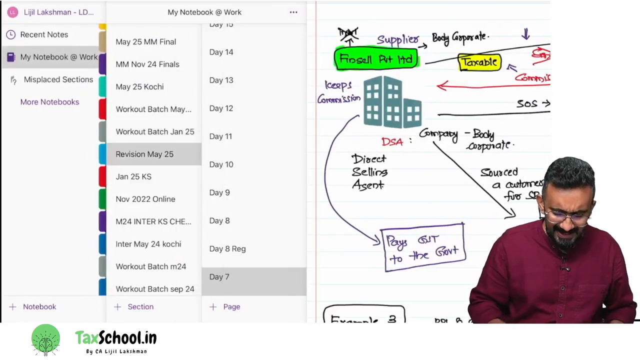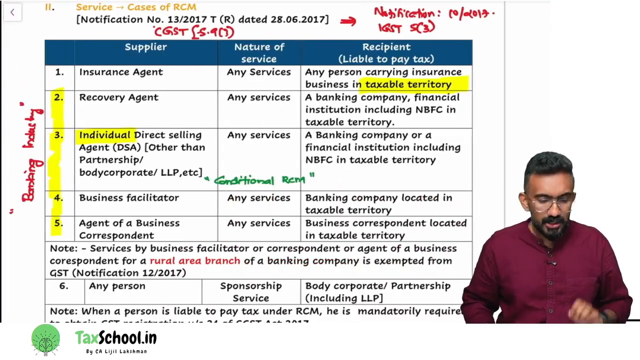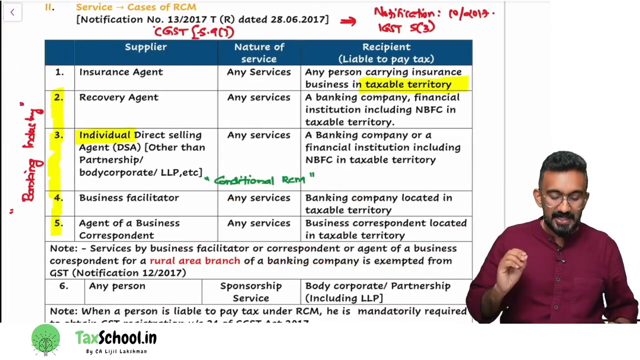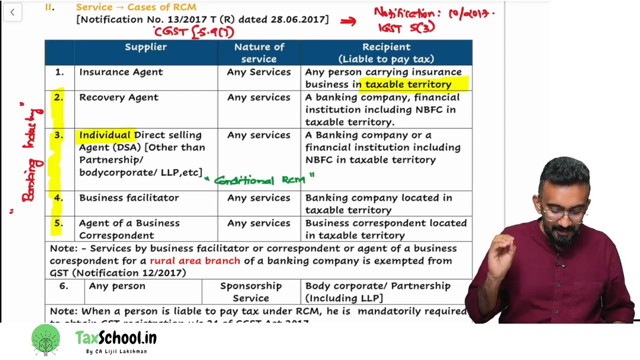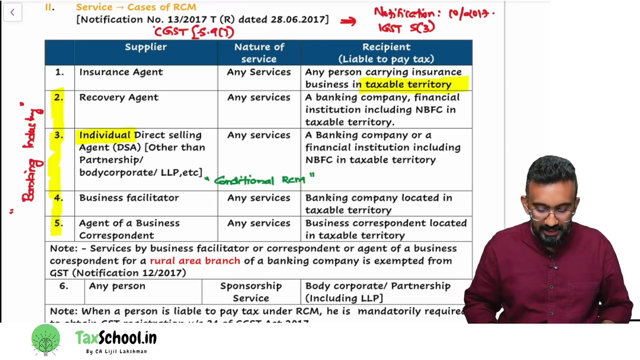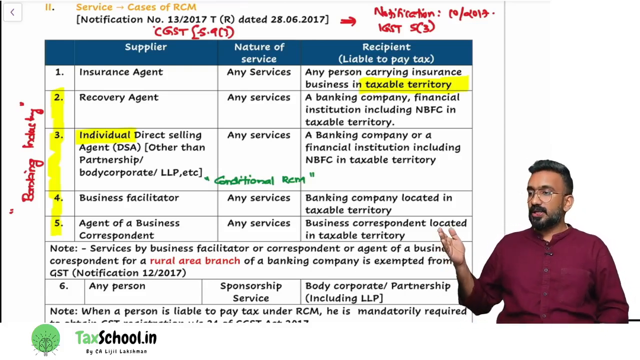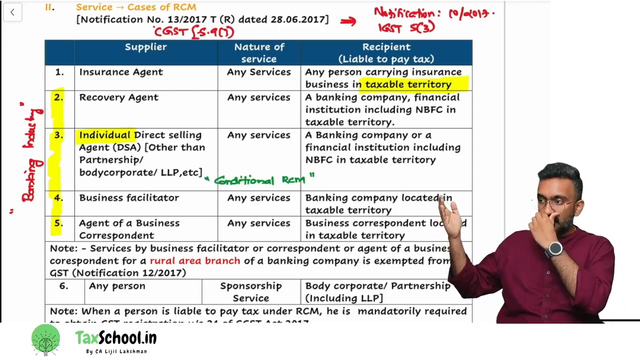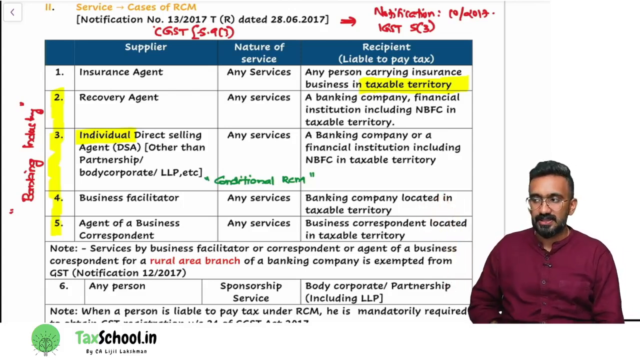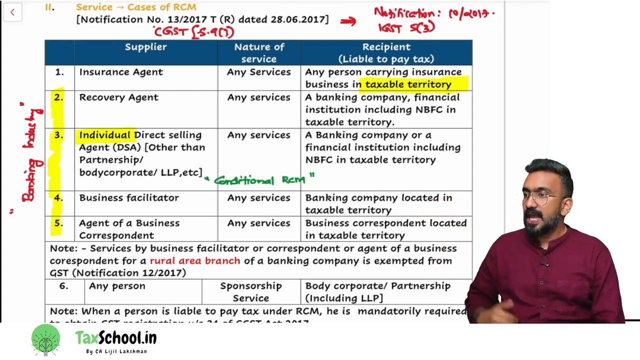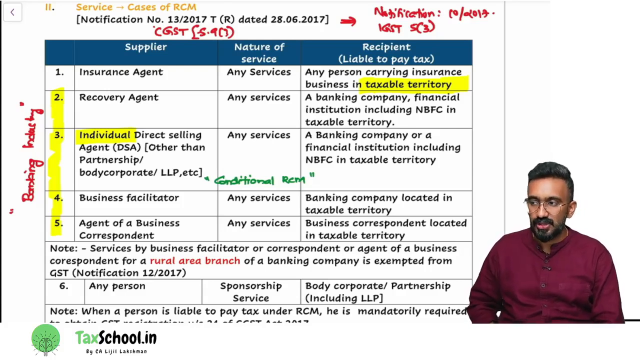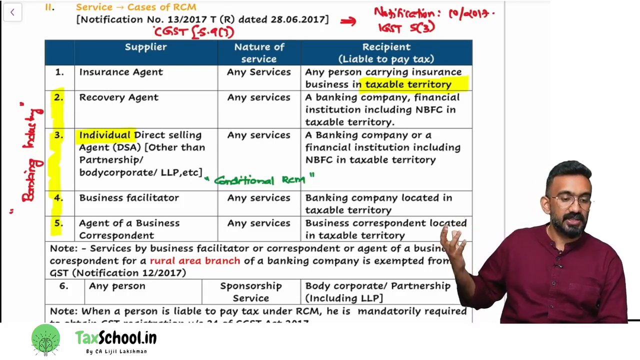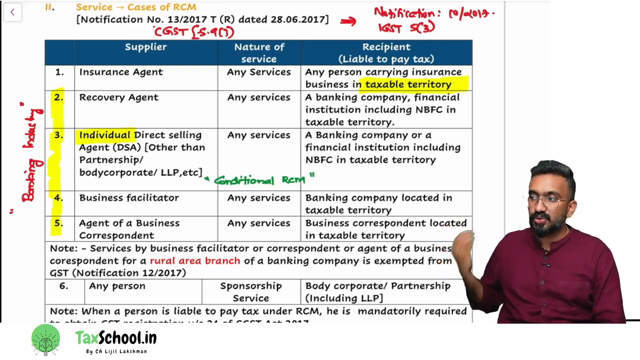Then the next one is slightly a fresh word for you to look at. There are two sets of people that you have to understand here. One is business facilitator. Another one is agent of a business correspondent. Look at the fourth case and fifth case in the table here. Business facilitator providing services to banking company located in taxable territories under RCM. Agent of a business correspondent providing any services to business correspondent located in taxable territories taxed under reverse charge. We need to learn this together with an exemption that is there in notification 12/2017.